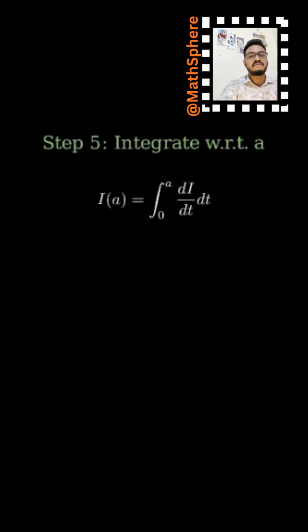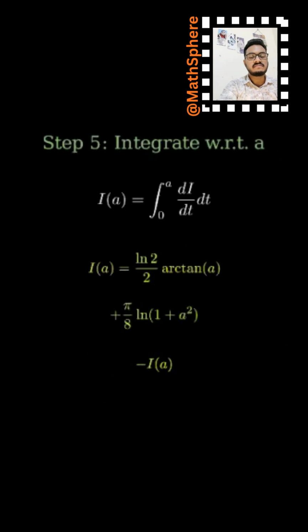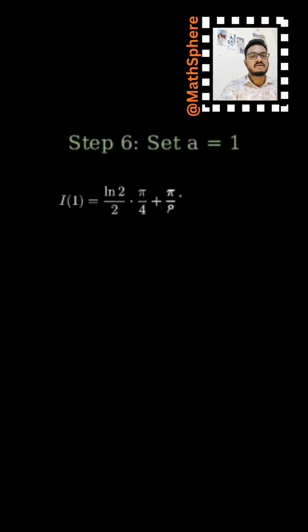So what are we going to get? I of a will be log of 2 times tan inverse of a, plus pi over 8 times log of (1 plus a square), minus I of a, which we have to find out. So if we take a equals 1, this is what we are going to get.